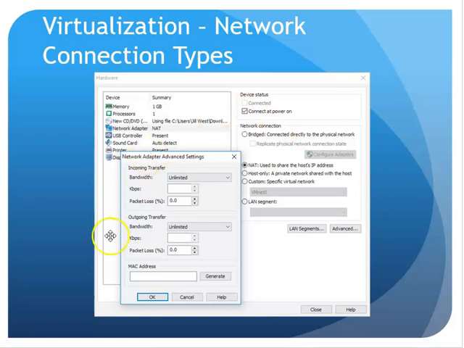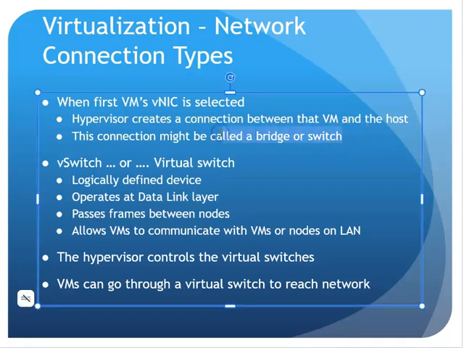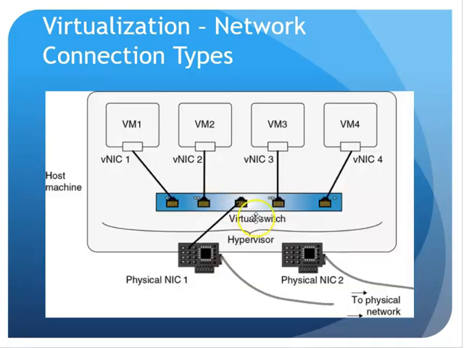With my, and this is what I'm looking at here, network adapter settings. When that is selected, your VNIC is selected, the hypervisor creates a connection between the VM and the host. This is typically through something like a bridge or a switch, if you will. So I have my physical NIC here, and inside the hypervisor is this virtual switch that all the virtual machines connect to. Okay, so that's kind of what's going on in the software of this hypervisor, just to give you an idea.